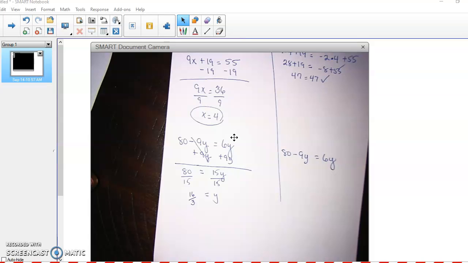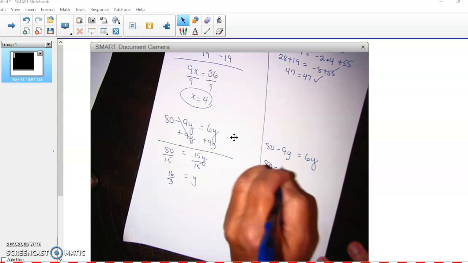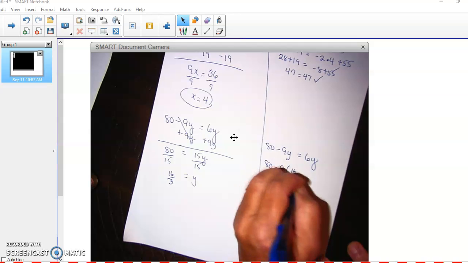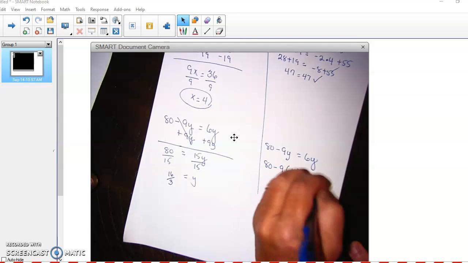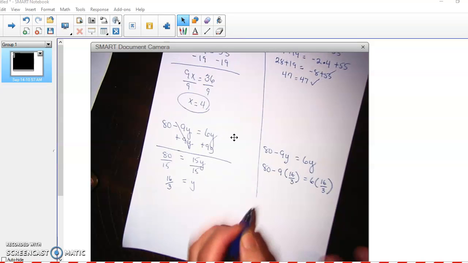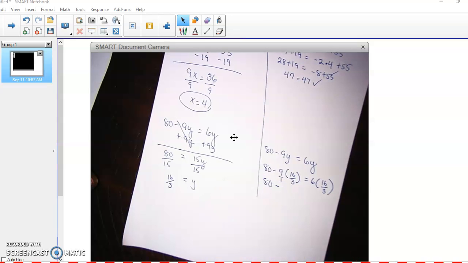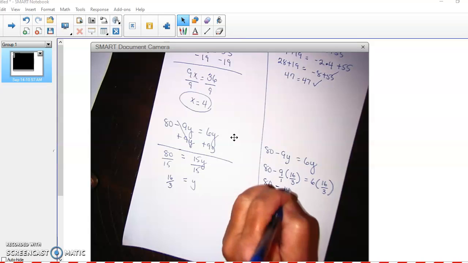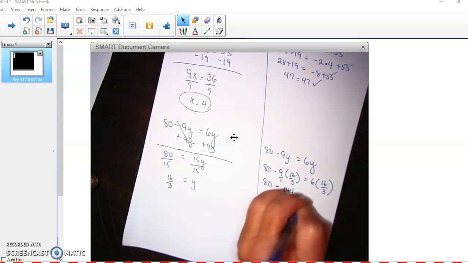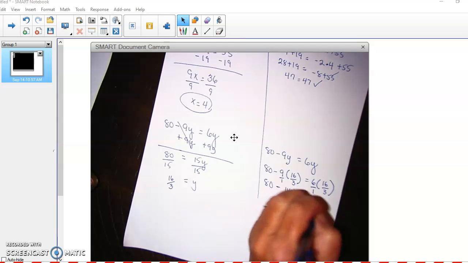Okay, let's check it and see if it works. So we're going to say 80 minus 9 times 16 over 3 equals 6 times 16 over 3. If this doesn't balance, I have to go back and check and see if I did something wrong. So 80 minus, let's put this over there. So 16 times 9 is 144 over 3. 16 times 6 is 96 over 3.